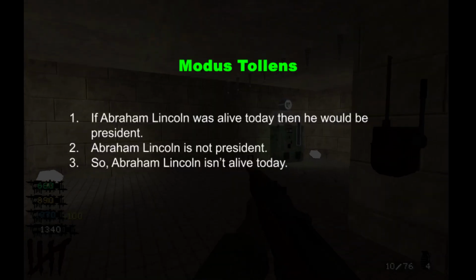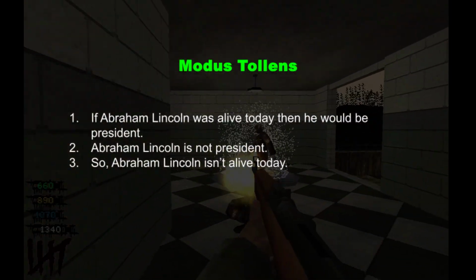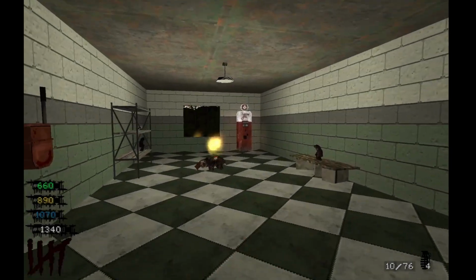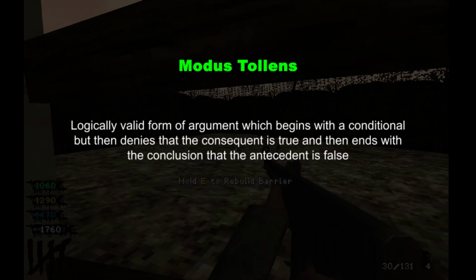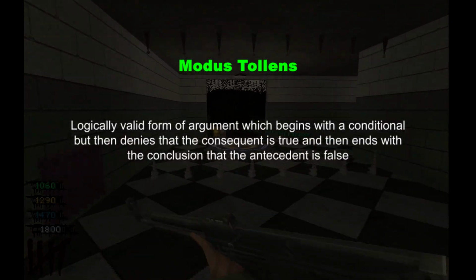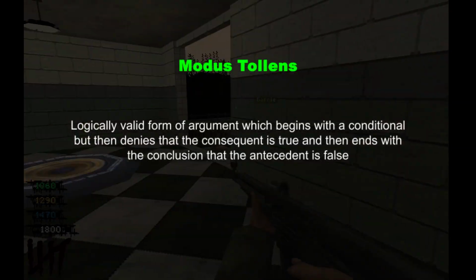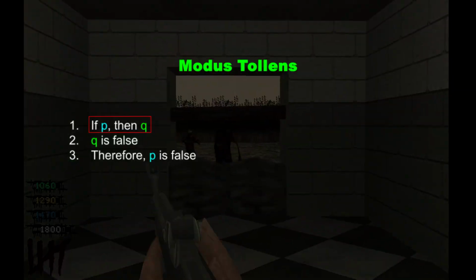So what we're doing is denying the consequent, and then from there we are inferring that the antecedent is false. Basically, we can define a modus tollens as a logically valid form of argument which begins with the conditional, then denies that the consequent is true, and ends with the conclusion that the antecedent is false. So you can say: if P, then Q; not Q; therefore not P.